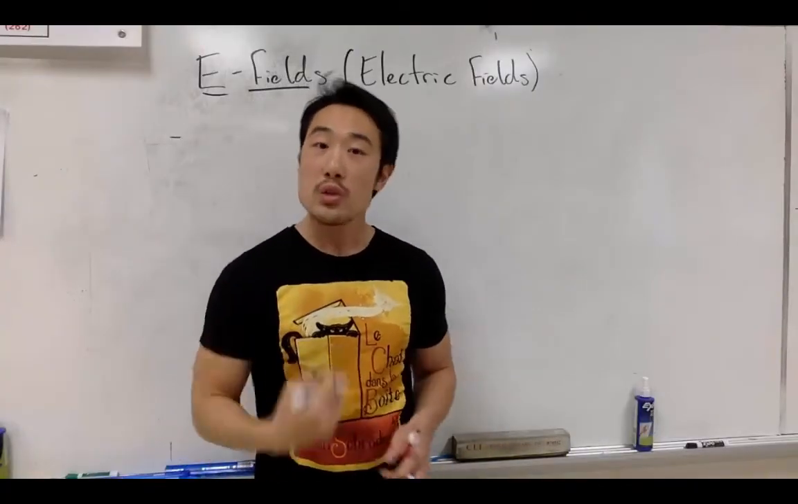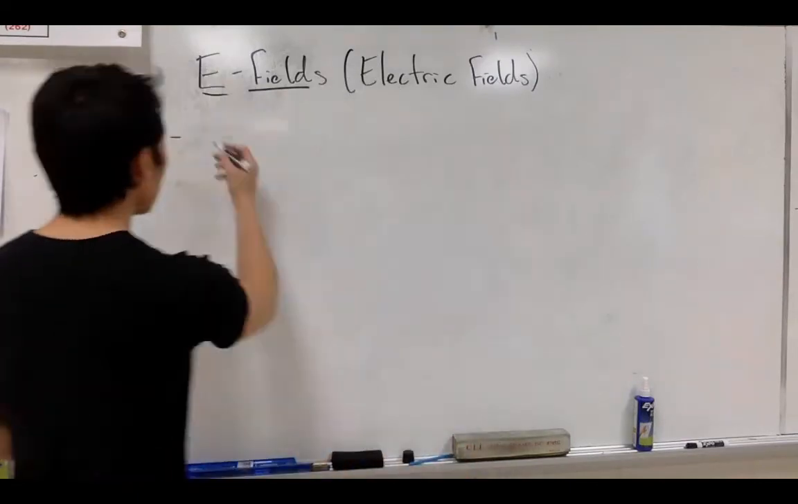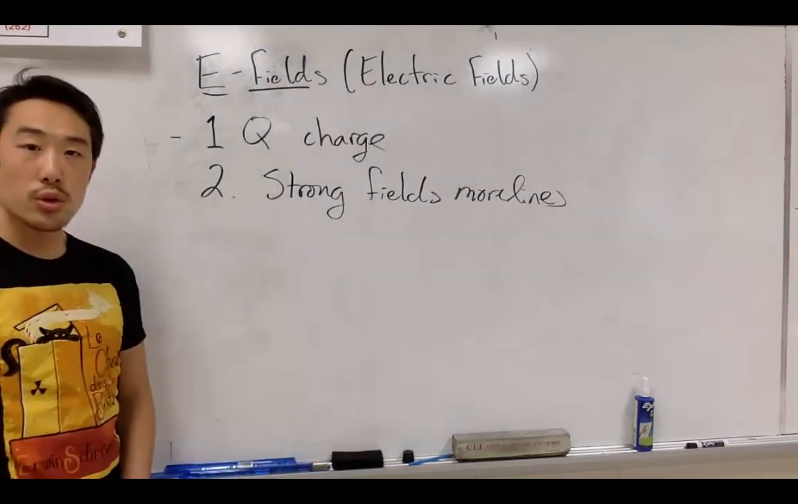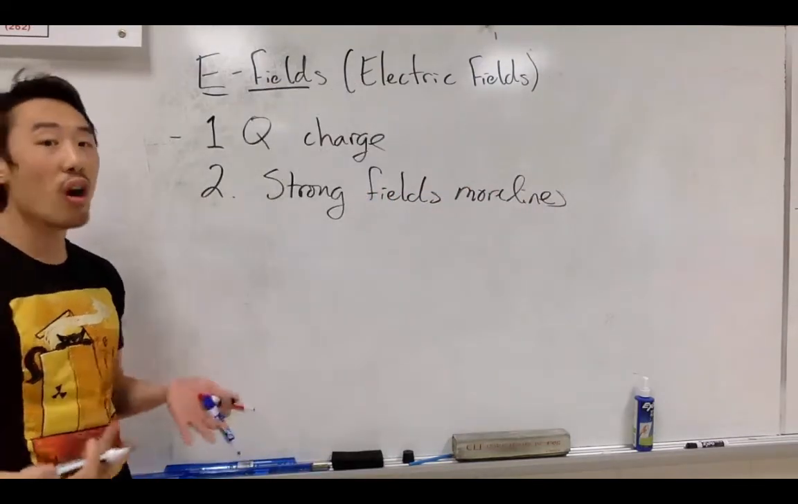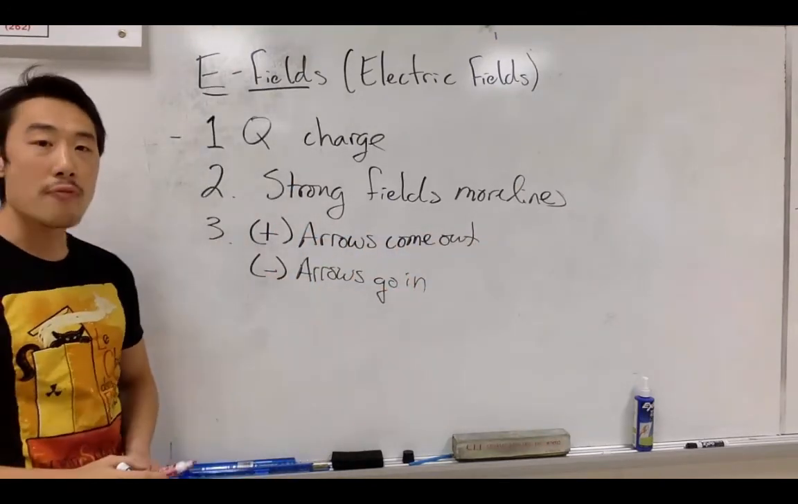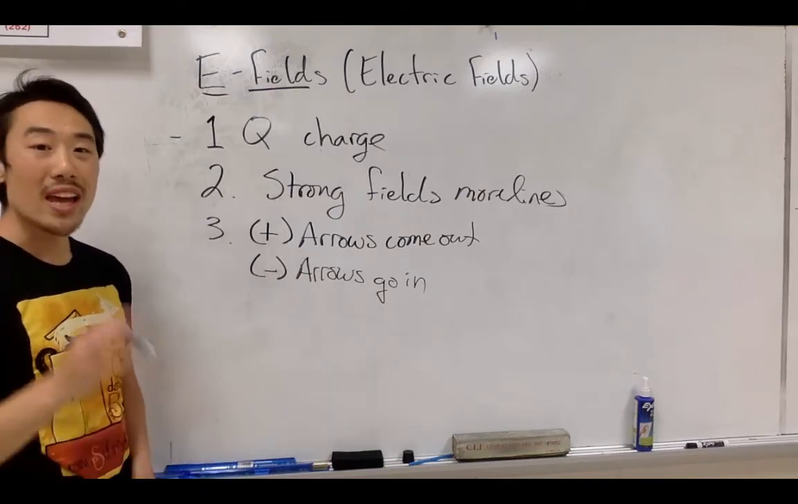So that about concludes it. Let's wrap it up. In order to draw E-field lines, you need to know three things. One, you need to know the charge. Two, the magnitude of the charge. If it's a strong field, you need to draw more lines. Three, if it's a positive charge, the arrows come out of the charge. And if it's a negative charge, the arrows go in the charge.